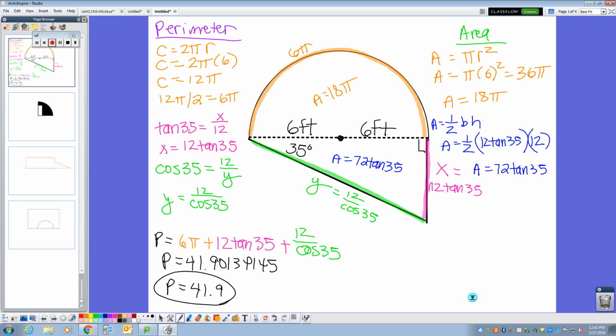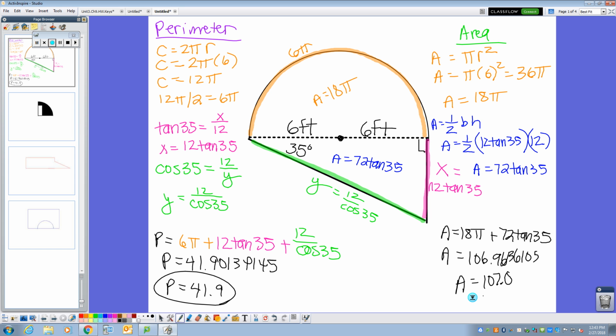So to get the area of the full figure, I have to add 18 pi plus 72 tan 35, and we'll go to the nearest tenth again. This is one of those weird ones to round. 106.96 actually rounds to 107.0 as my area to the nearest tenth. So we could have to get area or perimeter for that.